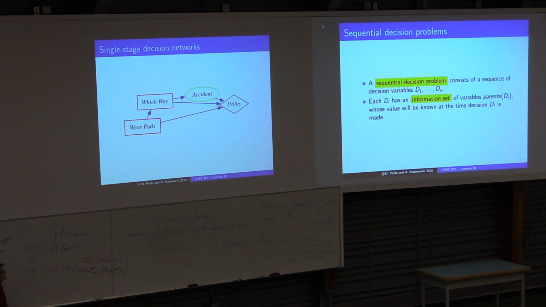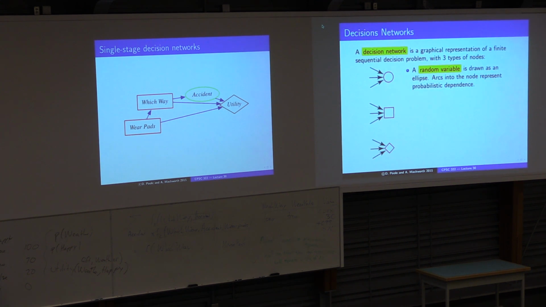And so this so-called sequential decision problem is going to have a sequence of decision variables. We're going to make a sequence of actions. And each action is going to have an information set. Before we had parents. Now each of these decisions has the information that will be known at the time the decision's made. So we're going to model not only how random variables depend on the previous ones, but what information is available for our decisions in the future.